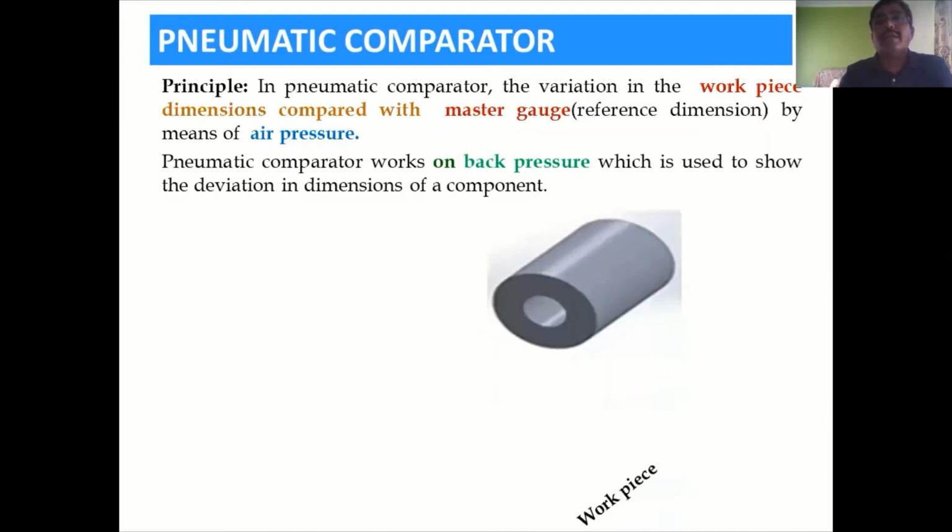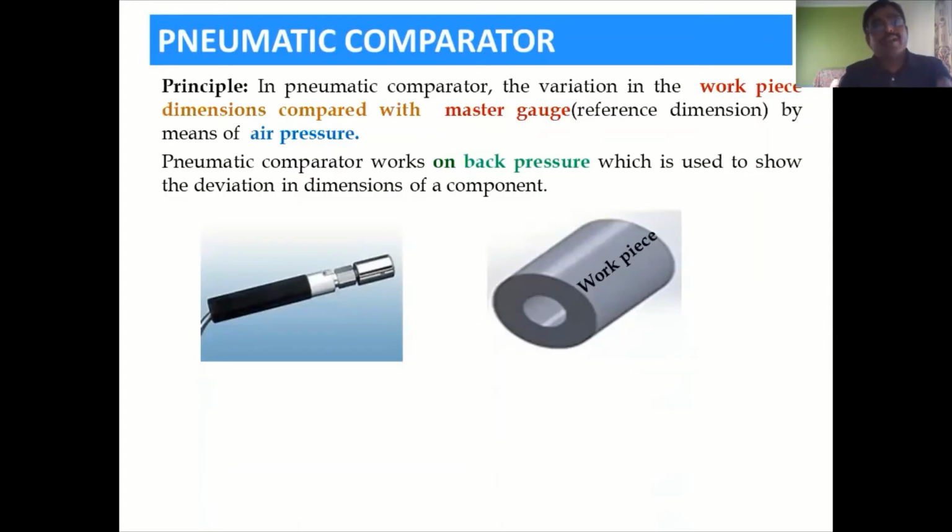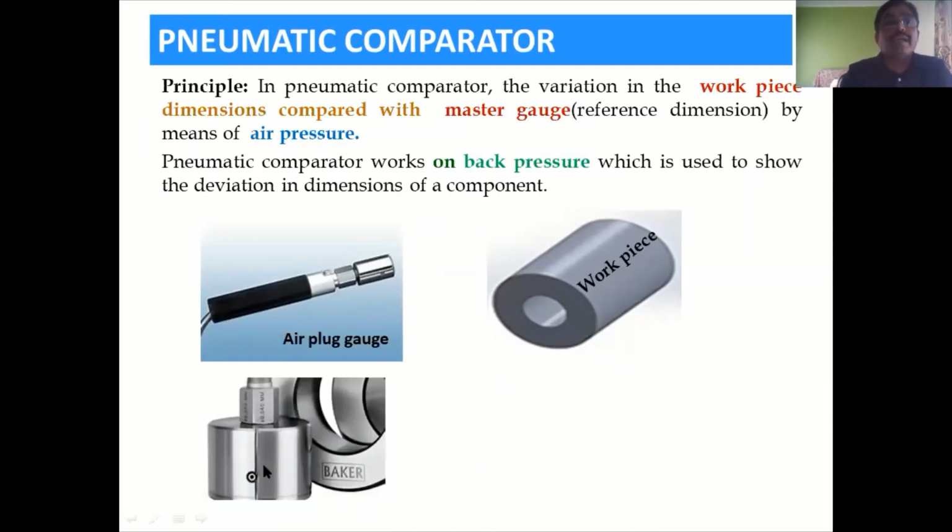So here I have taken the component whose ID is to be measured. For that I have taken a plug gauge, which is nothing but my master gauge, chosen according to the size of this hole. And now when we are inserting this plug gauge into this hole, what happens? The back pressure will get generated.